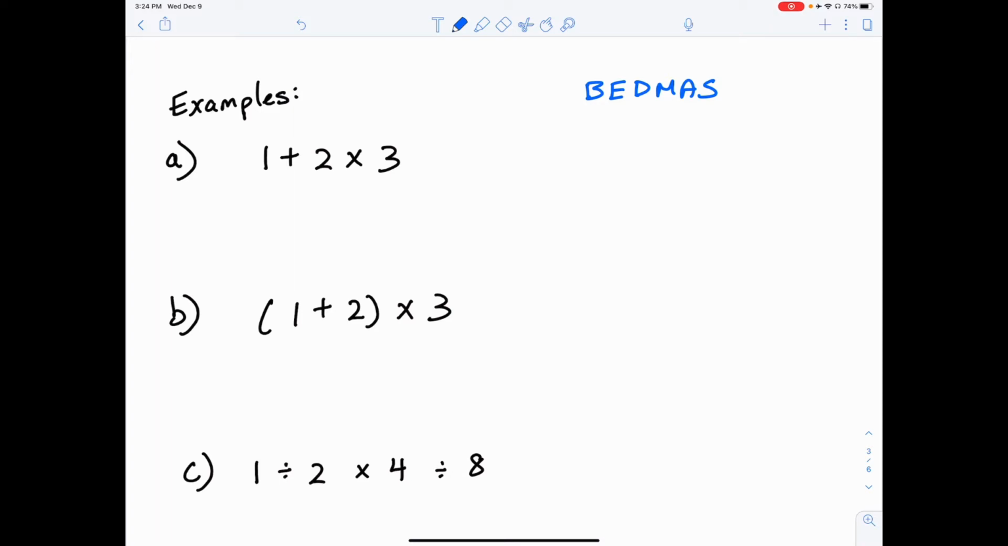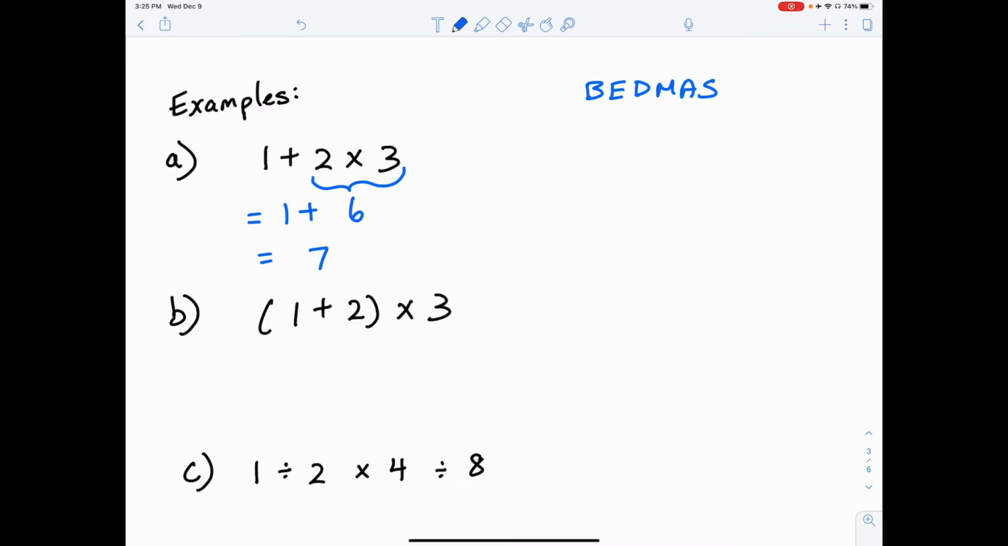So let's take a look at example A. We have 1 plus 2 times 3. In this situation, we look for brackets, there are none, look for exponents, there are none. We then look into multiplication and division, which we do see over here. This tells us that we need to do the multiplication first. So this would give us 6. So we have 1 plus 6, which gives us the answer of 7.